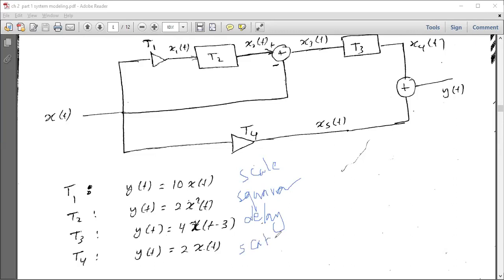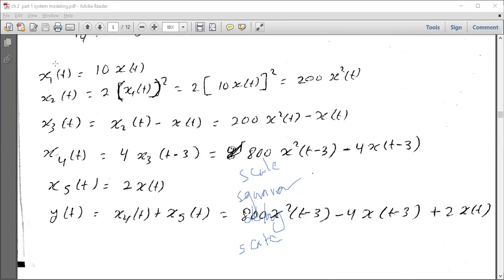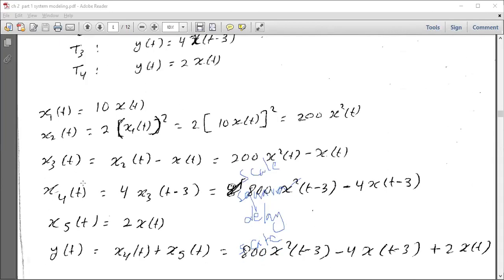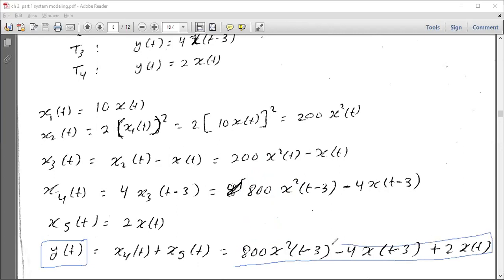So we divided the complicated system into squarer, delay, scale, in different ways. Okay, just immediately you try to substitute the inputs and you get the outputs. It's all written and clarified here. I leave it for you. And then you get the overall response, the last y of t, which equals this. Imagine. This is the last formula for y of t. This is the mathematical model of the overall system.